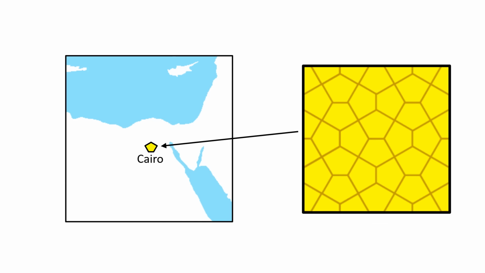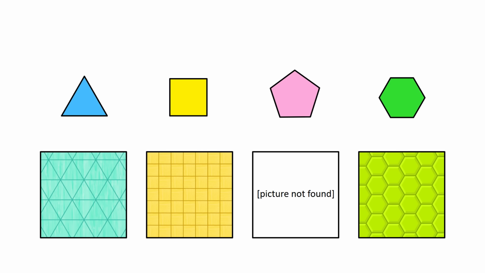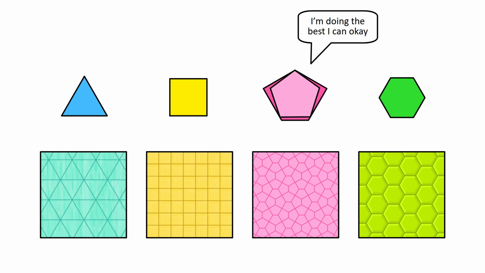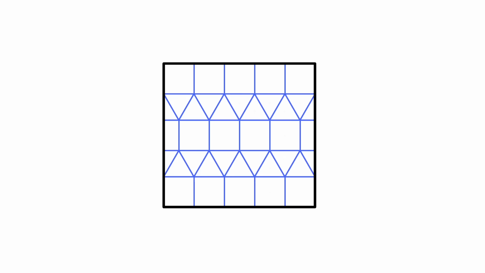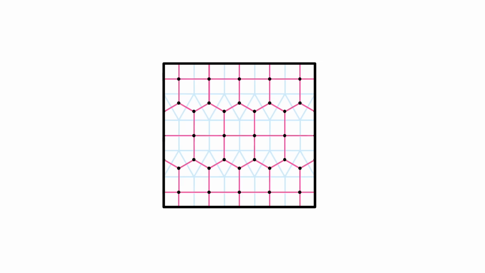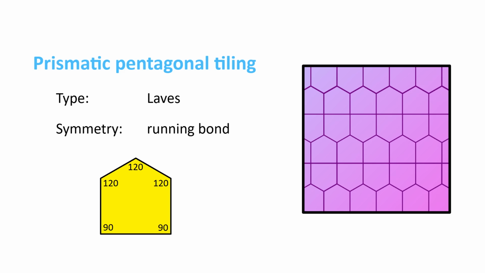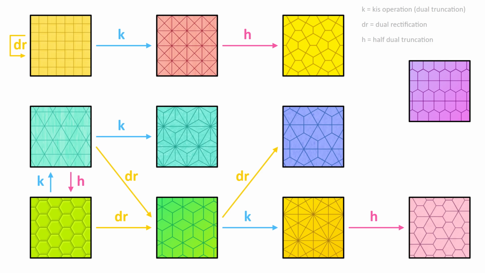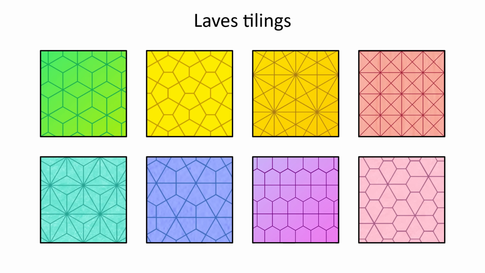It would have to be one of my favorites because it's pretty much the closest thing to the non-existent regular pentagonal tiling. The final Laves tiling is the dual of the non-Archimedean elongated triangular tiling and is called the prismatic pentagonal tiling. With that, we have all 8 Laves tilings. And to be honest, I like them a bit better than the semi-regular ones. Something about the shapes they use is just aesthetically appealing to me.